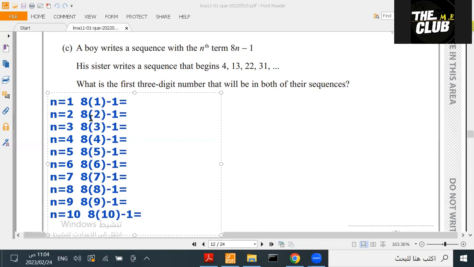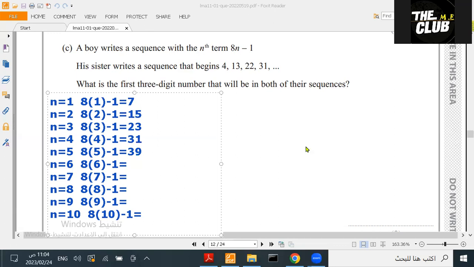First one: 8 times 1 minus 1. 8 times 1 is 8, minus 1 is 7. Good. Then 8 times 2 is 16, minus 1 is 15. 8 times 3 is 24, minus 1 is 23. Let's move on. 8 times 4 is 32, minus 1 is 31. Good. Then 8 times 5 is 40, minus 1 is 39. When we reach three-digit numbers, we're going to stop. Okay, 8 times 6 and then minus 1. We can use a calculator to do this. Okay, no problem.